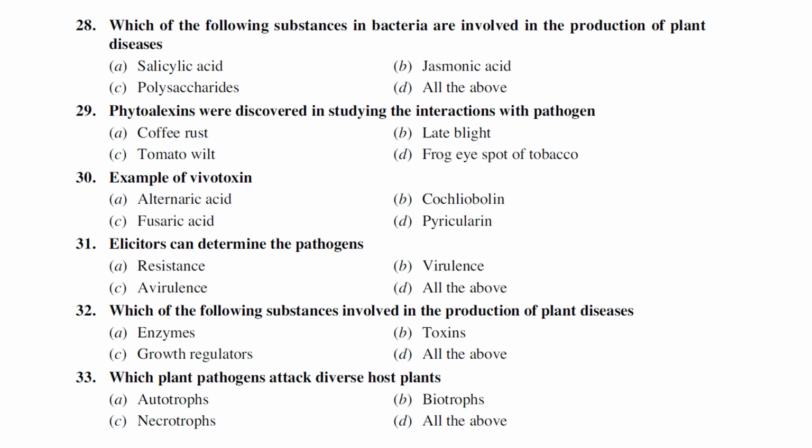The next one is which of the following substances in bacteria are involved in the production of plant diseases. I repeat, which of the following substances in bacteria are involved in the production of plant diseases? Salicylic acid activates systemic acquired resistance. Jasmonic acid activates induced systemic resistance. These are resistance mechanisms that help the plant. But the question asked is what is involved in disease production. It is polysaccharides produced by the bacteria, which are the culprits in the production of diseases in plants.